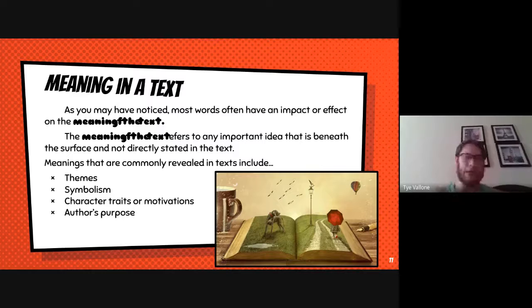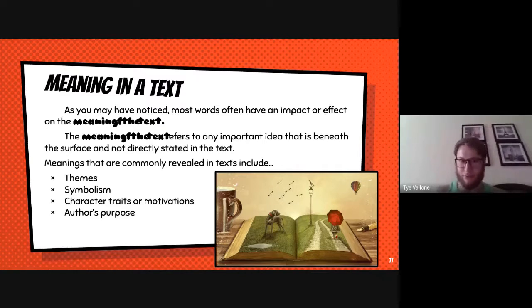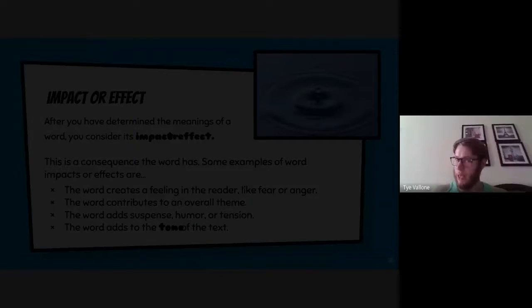So it meant something a little bit deeper than what it was actually saying. It was talking about a song, but really that song was a metaphor for life. And don't focus on the end of your life, stay in the moment. That's what we talk about when we say it could affect the meaning of a text. Different themes, different symbolism, character traits, motivations, or the author's purpose, right? All of those things.